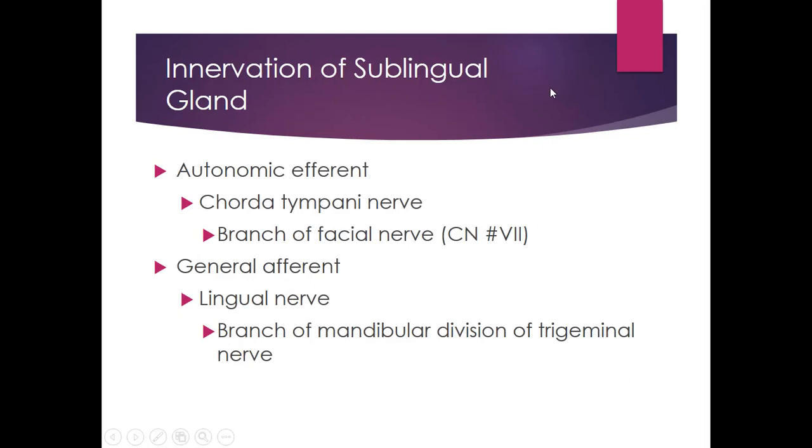The sublingual gland is innervated autonomic efferent by the chorda tympani, which is a branch of the facial nerve, cranial nerve 7. The general afferent sensation is from, again, the lingual nerve, which is a branch of the mandibular division of the trigeminal nerve.